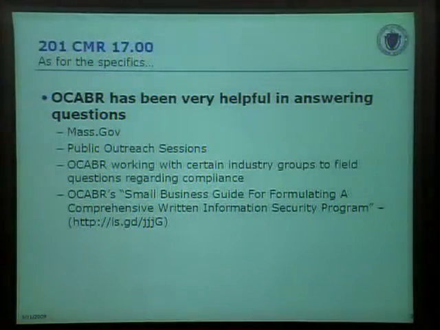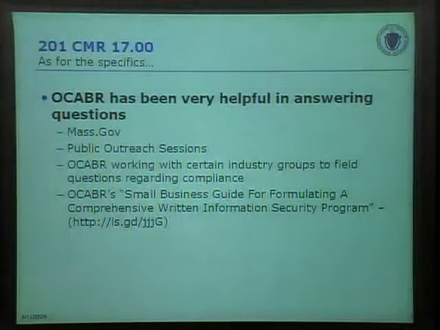And they actually wrote a very nice small business guide for formulating a comprehensive written information security plan for people who need to have something to start. It's not a comprehensive guide. It's just something to start people out. I believe the line they use is that if you do this, it's not going to mean you're compliant, but it'll show you where to go. The link to that is actually hidden on their website, so I made a quick link. It's called is.gd.jjj G.